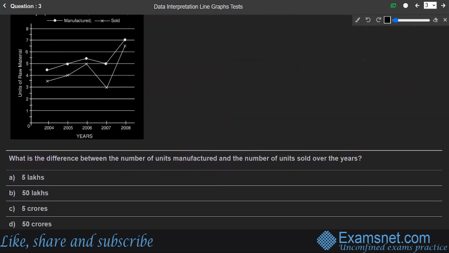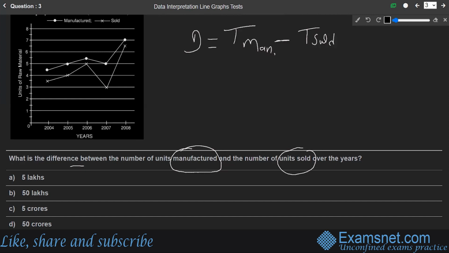The question is now, what is the difference between the number of units manufactured and number of units sold over the years? Total over the years means we have to do the sum of all the units manufactured and all the units sold, and then find out their respective difference. So clearly, the difference is nothing but total manufactured minus total sold. That's what we are supposed to do.